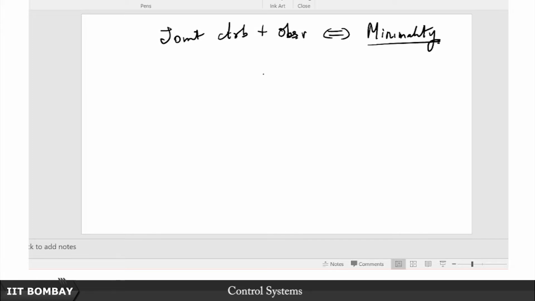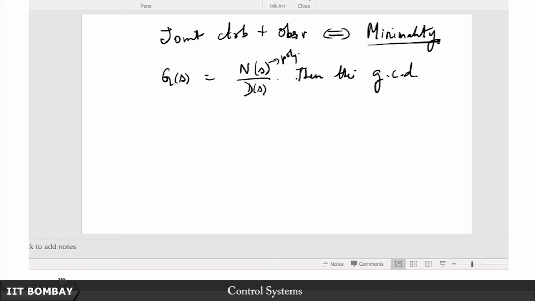What is minimality? We need to define that first. Again, I will not go into a rigorous definition of minimality. For SISO it's very obvious what I mean by that. Suppose you have G(s) equal to N(s) upon D(s), then the GCD, or the greatest common divisor. Remember these are polynomials, so this is a polynomial and this is a polynomial.